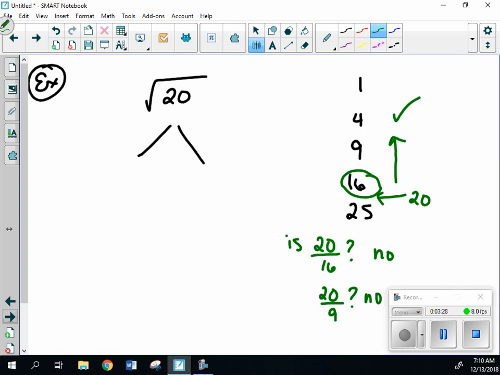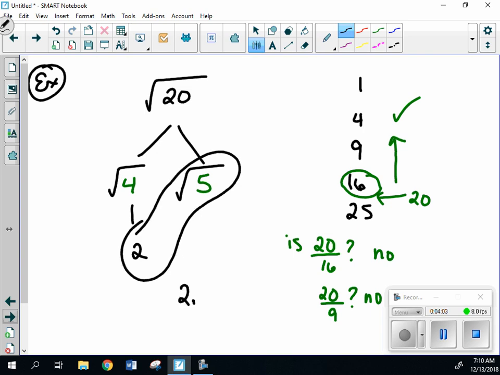4 obviously is my perfect square. So this gives me now 4. 20 divided by 4 gives me 5. This is the part that most students forget. When you break it down initially, those numbers still have that radical sign. Now I need to take, what is the square root of 4? The square root of 4 is 2. The square root of 5 can't break down any further. So I know then that my answer is 2 square root 5. And that's because it's the lowest form I can go off of that branch.